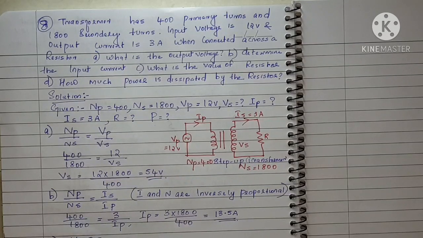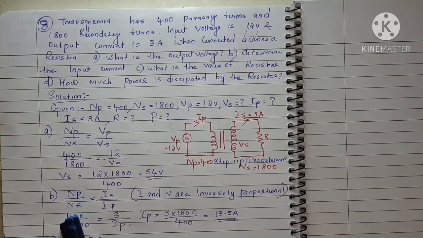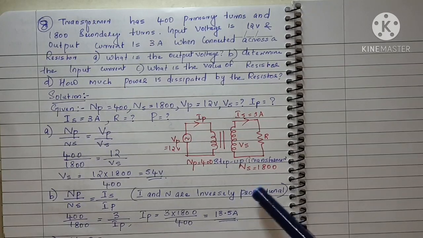Next, we will find out the value for IP, that is primary current, using this equation, NP by NS equal to IS by IP. Since current and number of turns are inversely proportional, NP by NS equal to IS by IP. We know that turns ratio, that is 400 by 1800 equal to IS, which is already given as 3 amps, 3 by IP. IP equal to 13.5 amps.